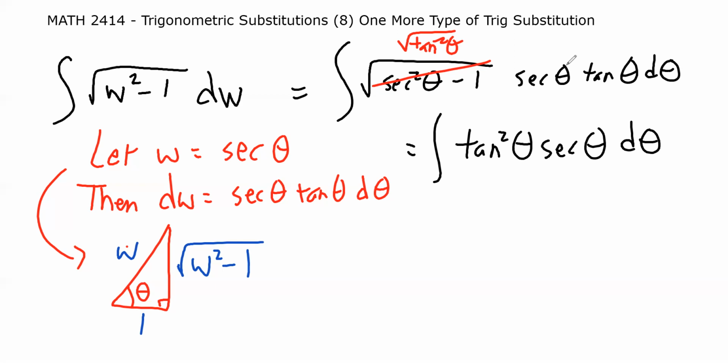Well, we could try turning everything into sines and cosines. Let's see what that does. Now let's just talk it out. Tangent is sine over cosine. Secant is 1 over cosine. So this would become sine squared from the tangent squared. But on the bottom, we would get cosine cubed.